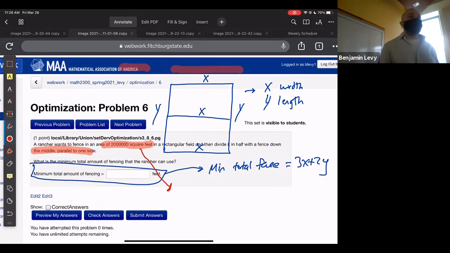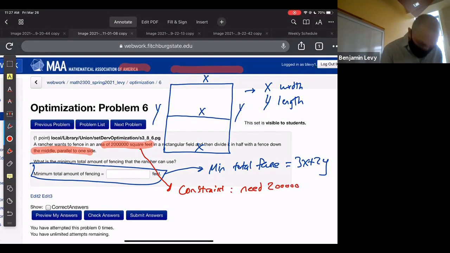Okay, well, what's the minimum value of that? 0 is the minimum value of that. If you have 0X and 0Y, that's as small as that could be. Or if you made them negative, it'd be even smaller, right? But when we put it in context, that's when it starts mattering. So we don't just want this to be small. We want it to be small while being 2 million square feet. And so that's the constraint. You need 2 million square feet of fencing, right?